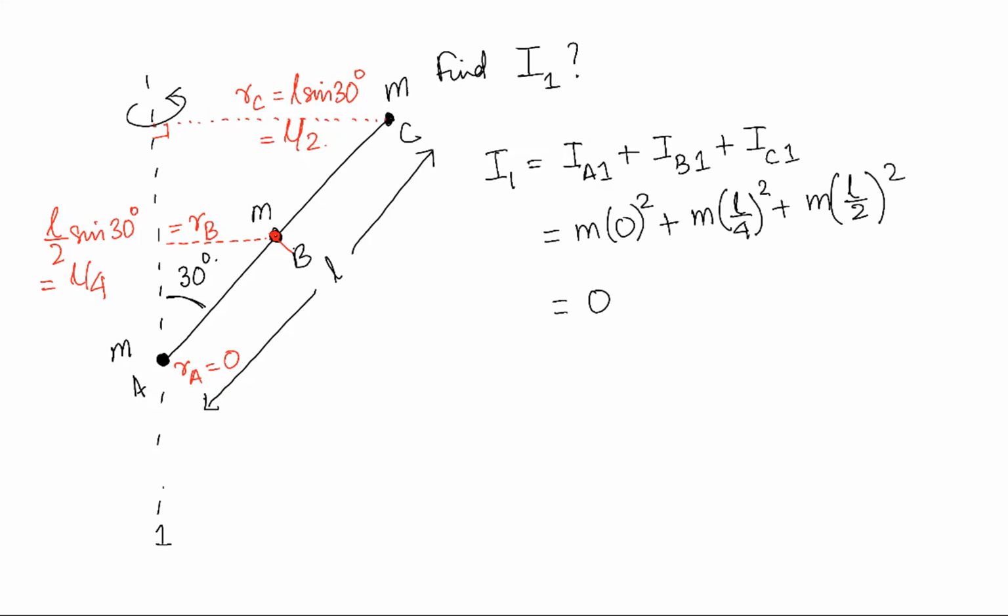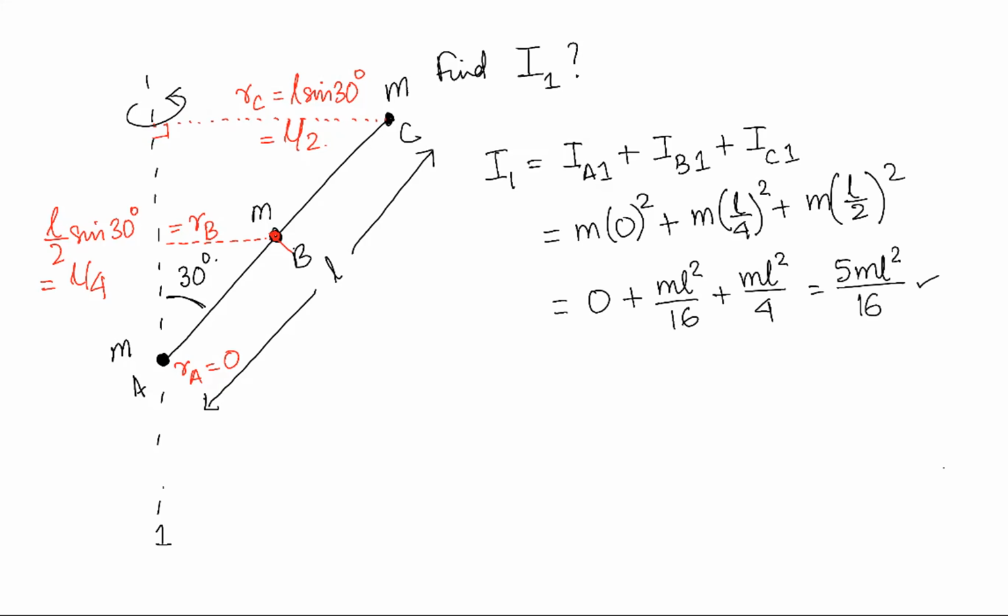How much is that? 0 plus ml square divided by 16 plus ml square divided by 4. How much is that? 5 ml square divided by 16. So moment of inertia of such a system is equal to 5 ml square divided by 16.